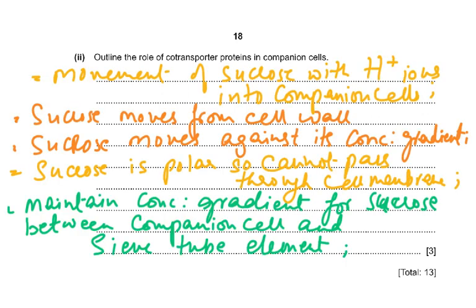So just the wordings of it: movement of sucrose with the H+ ions into the companion cells, and the sucrose moves from the cell wall, or you could have said from the apoplast pathway or from the mesophyll cell, and then the sucrose moves against its concentration gradient. And the sucrose is polar, so it cannot pass through the cell membrane, and this maintains the concentration gradient for sucrose between the companion cell and the sieve tube element. So any three out of these, and you would get a 3 out of 3.